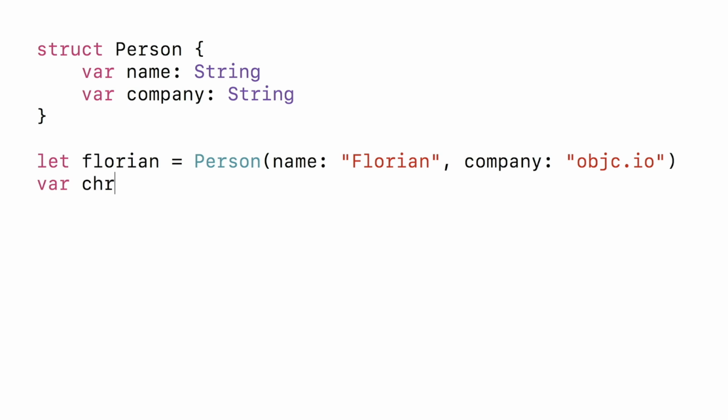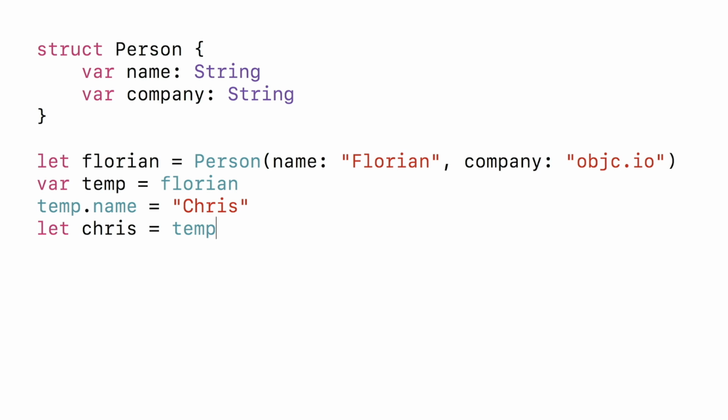Let's talk about var and let. Sometimes you want to make a copy of a variable to change something, so you declare it with a var. But in the end, you might want to have this value in a let variable. So you make a temporary variable and then assign it back to a let variable. But we could also solve it differently.